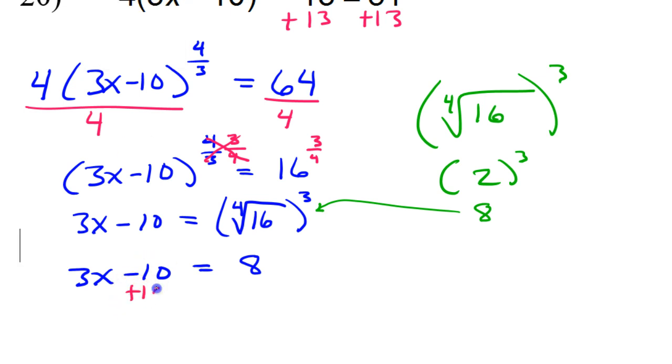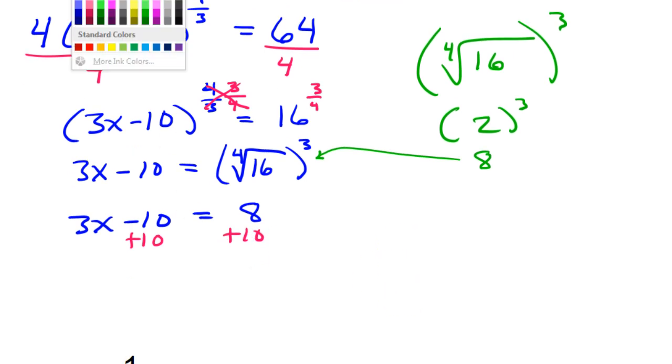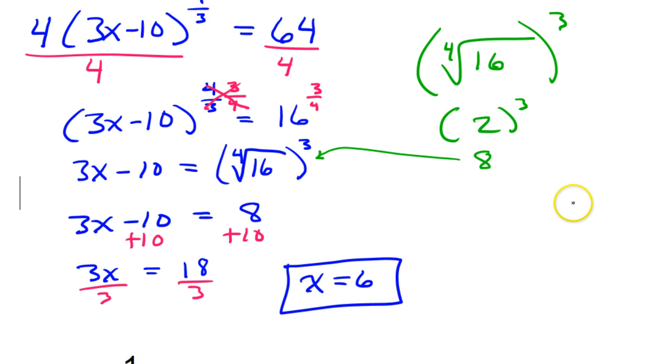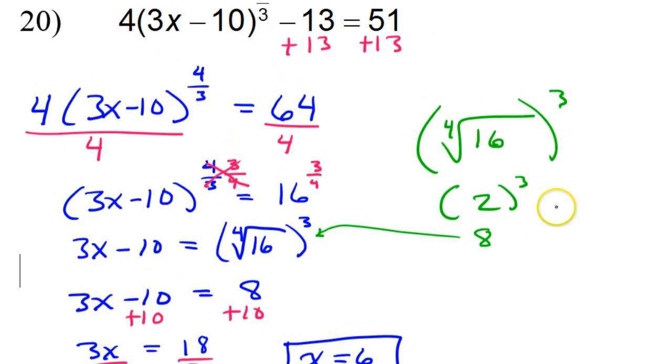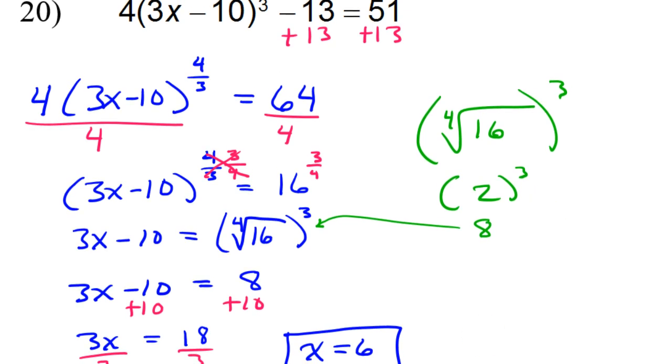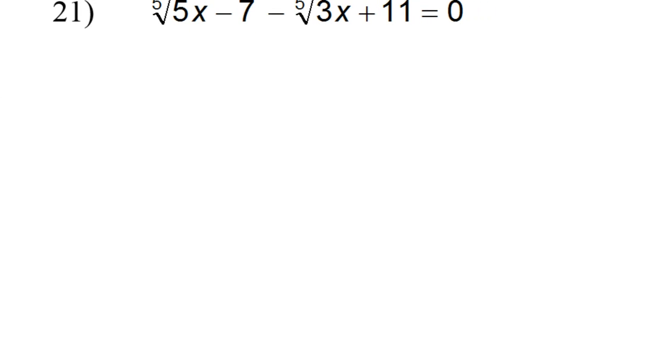So we're going to add 10 to both sides. And that gives us 3x is equal to 18. And then we'll divide both sides by 3. And that gives us x equals 6. Alright, so that is the answer for number 20, x is equal to 6. So, let's move on, talk about number 21.